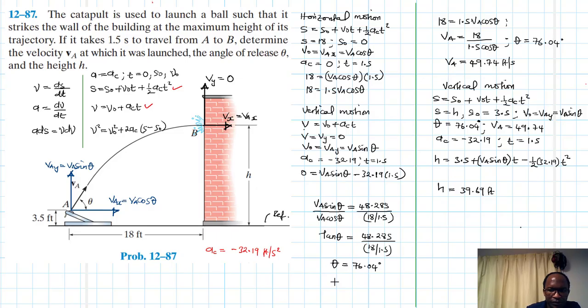Right. Okay, I think we are done. So let's just outline the final answers. We have the angle, this is the angle. We have the initial velocity VA, and then we have the value of h.